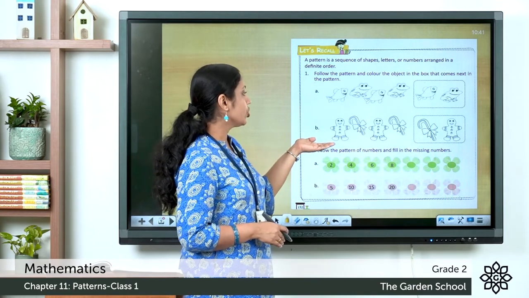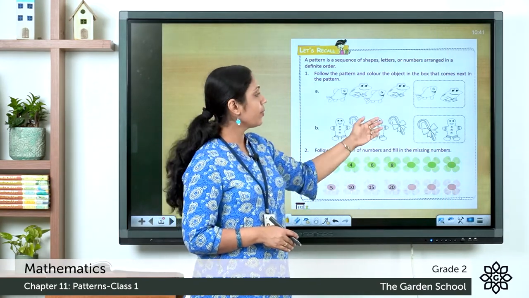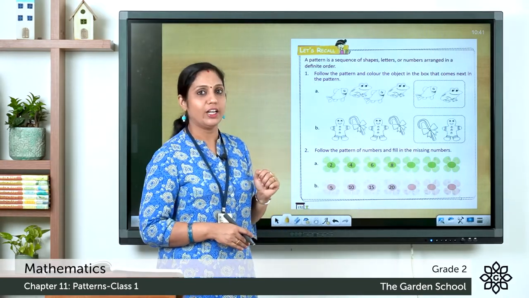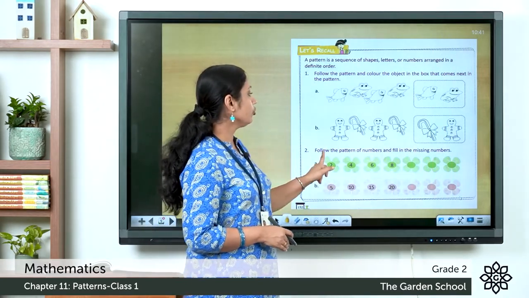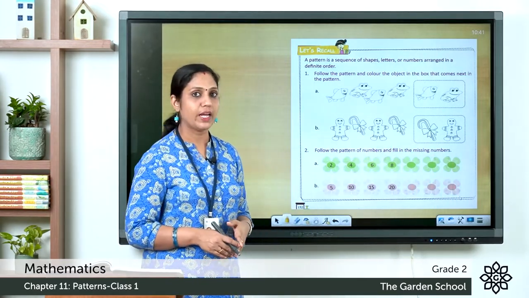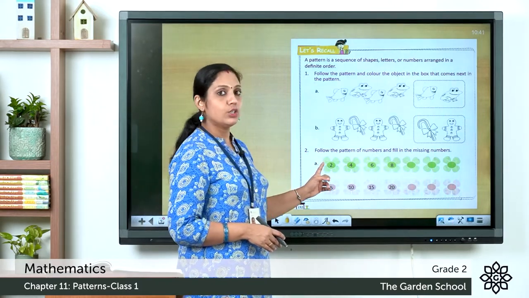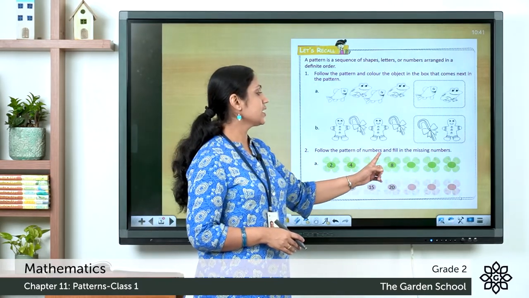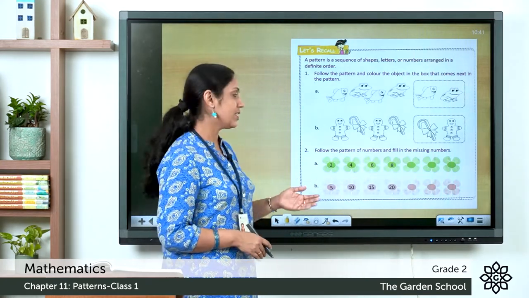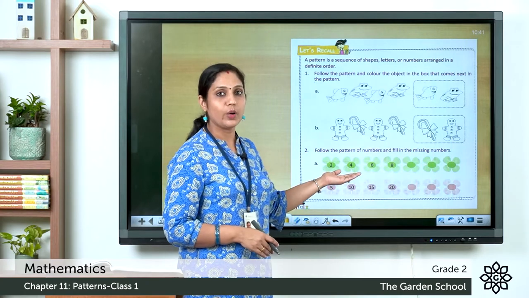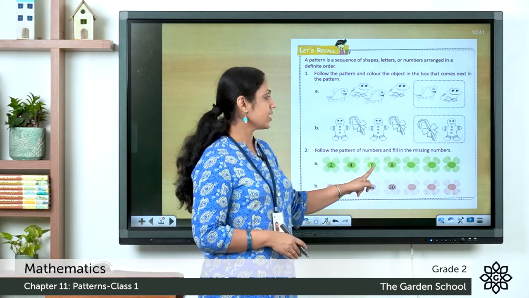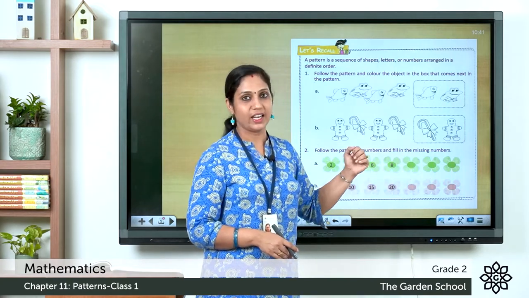Next one, we have a gingerbread man, a stick. Gingerbread man, stick. Which one has to come? The gingerbread man has to come. So you can do it accordingly. The next one, follow the pattern of numbers and fill in the missing numbers. So let's have a look at the pattern of numbers. A, 2, 4, 6, 8. And the rest we have to fill in. So which number has to come? Let's have a look at the numbers. These are going by the multiples of 2. So 2, 4, 6, 8. The rest you can think and write.